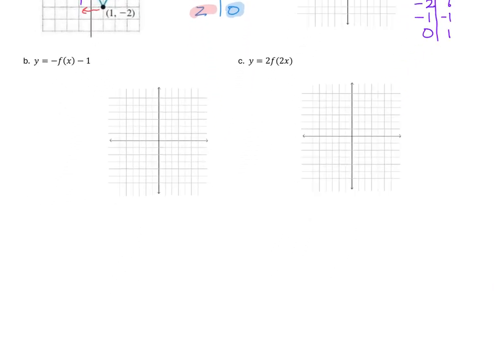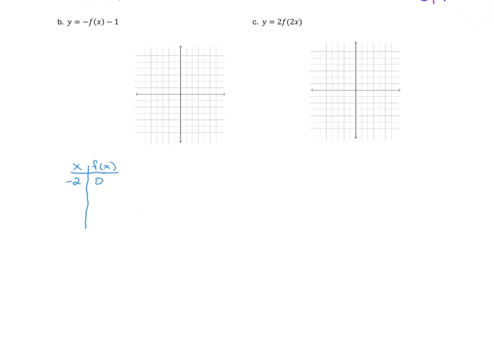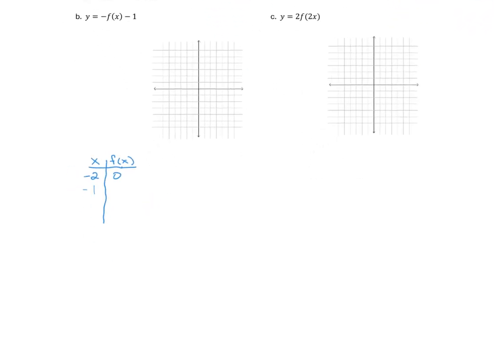Okay, so if we come down to B, again, we want our original function. Our original function was, we had -2, 0. We had -1, 2. We had 0, 0. We had 1, -2. And we had 2, 0.